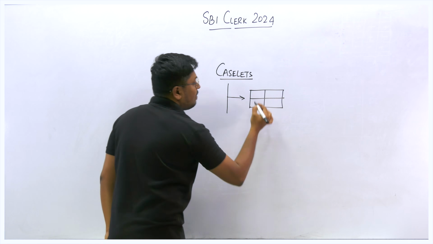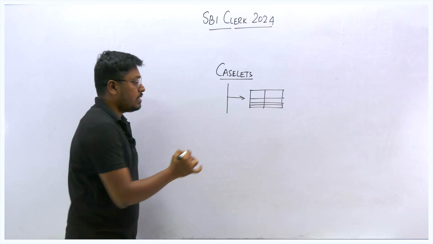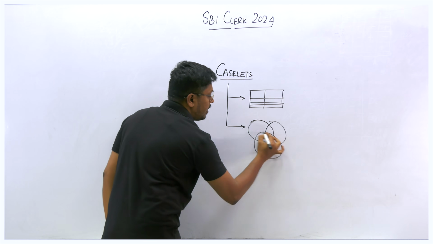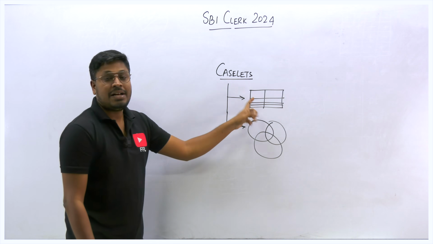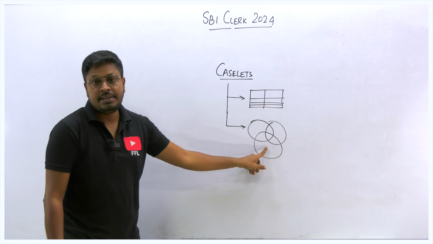So usually we form a table and then we solve a question. It is one way of solving a Caselet question. The another way of solving a question is set theory, right? First, you should know how to find which question has to be solved by a table form and which question has to be solved by set theory.